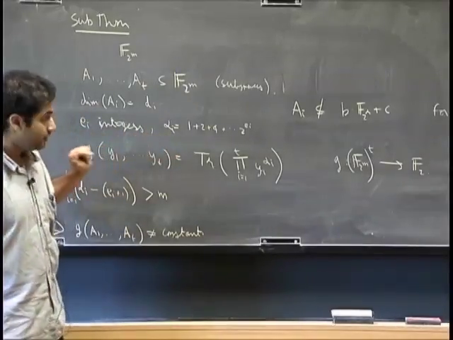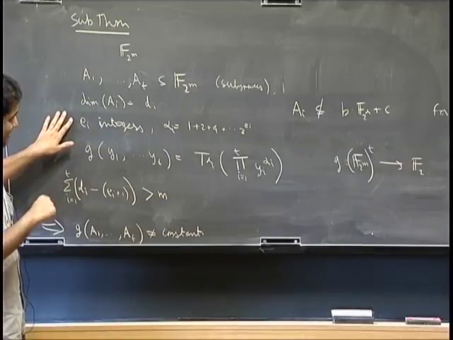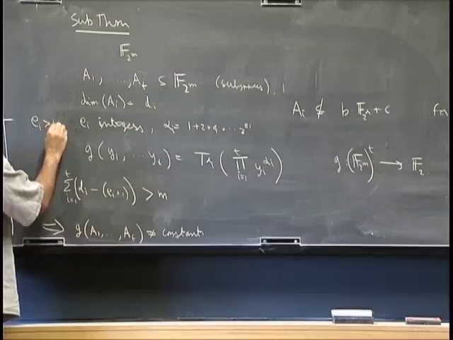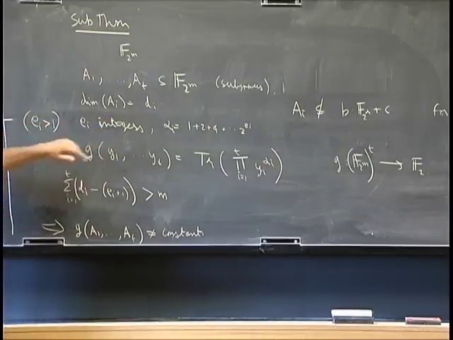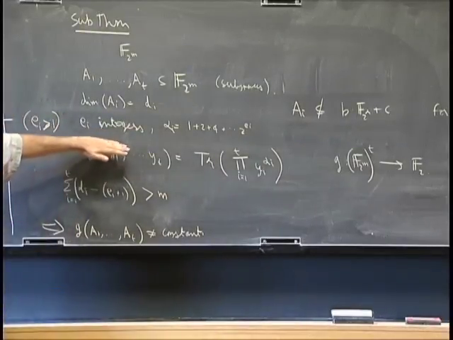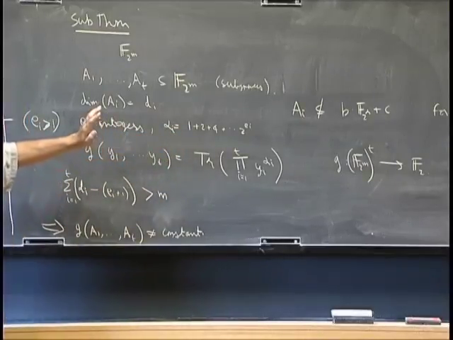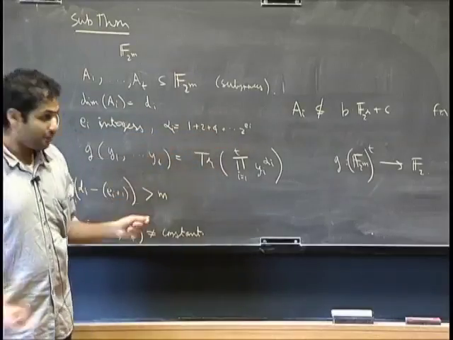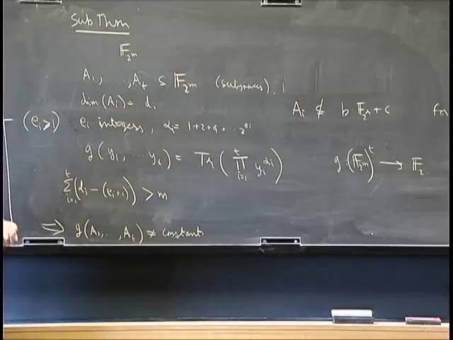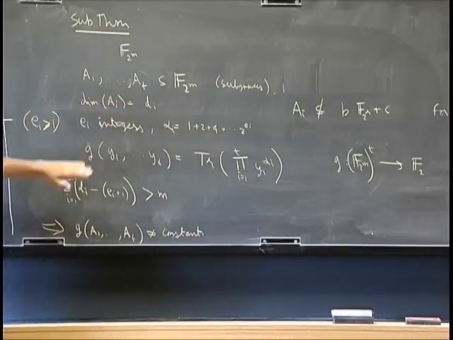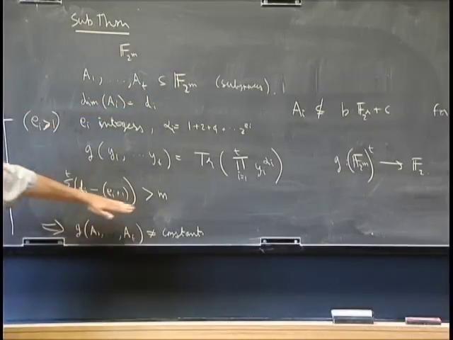So the e_i's also had to be greater than or equal to 1 for a silly reason. So if I think of e_i as 1, then all the alpha_i's are equal to 3. So I am taking the product of all the y_i cubes and taking the trace of that, and the claim is that this function is non-constant as long as the sum of the dimensions of the A_i's is large enough. So the sum of the dimensions is greater than m.